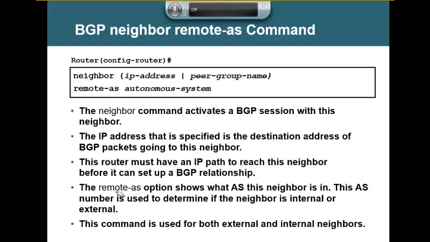So the neighbor command is the one using which you specify to whom the BGP session is to be established. Next, the second point I already explained. The IP address that is specified is the destination address of the BGP packet going to the neighbor. Next, third point, the router must have an IP path.